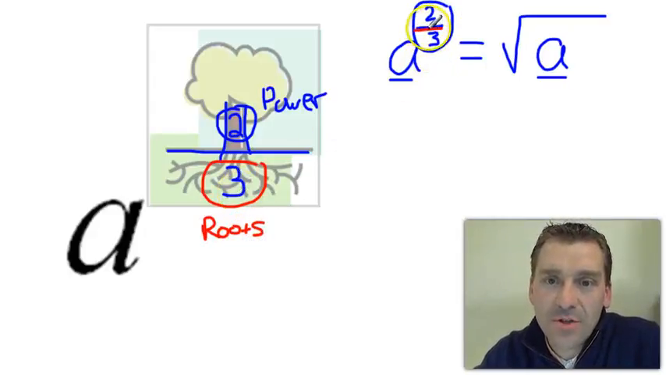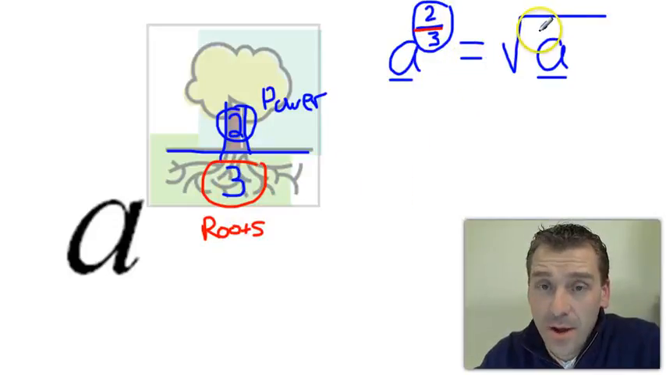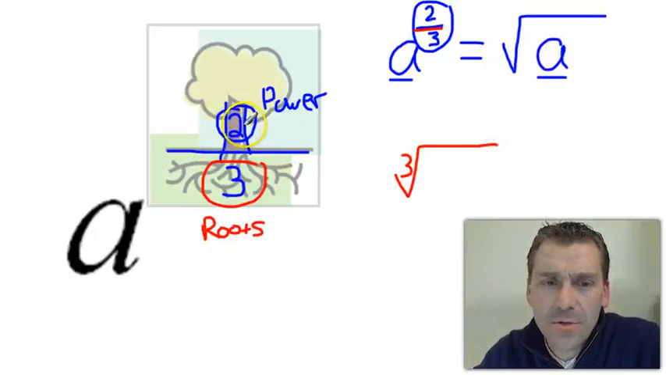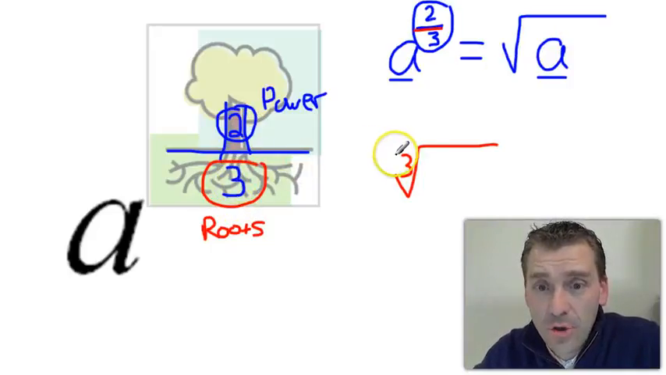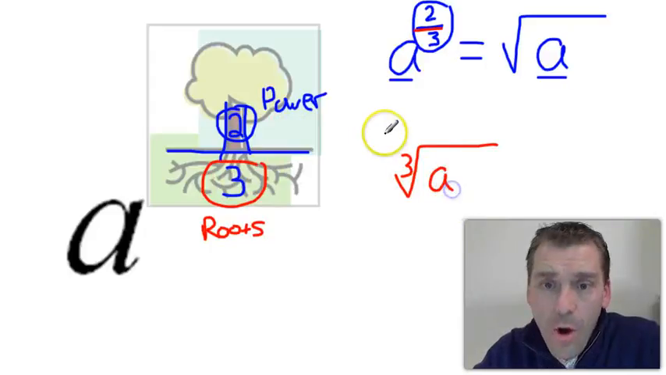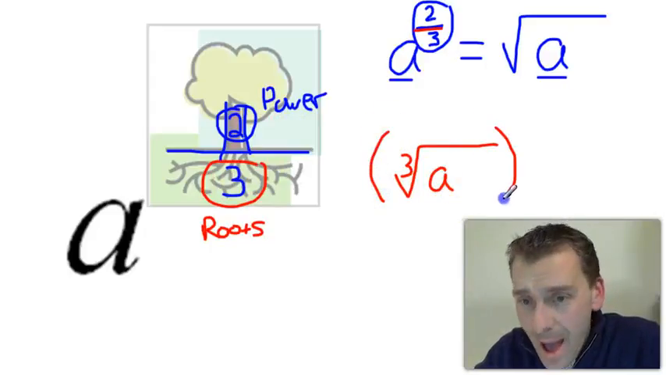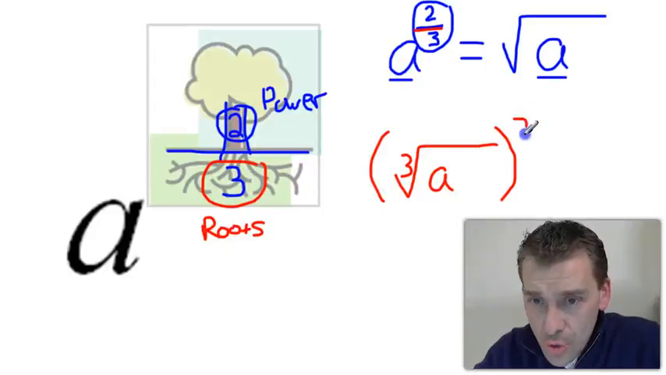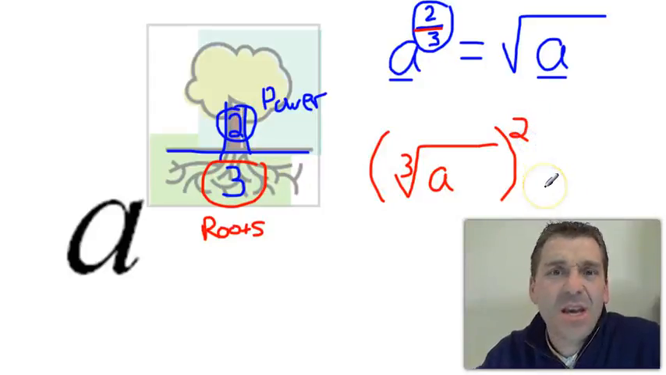So if I'm going to translate this into radical notation over here, it would be the cube root. Why cube root and not square root? Because that's the root. That's the root of the tree. Cube root of the base, which is a, all of that raised to a power of 2. That is weird, but let me show you how it works when we translate it.